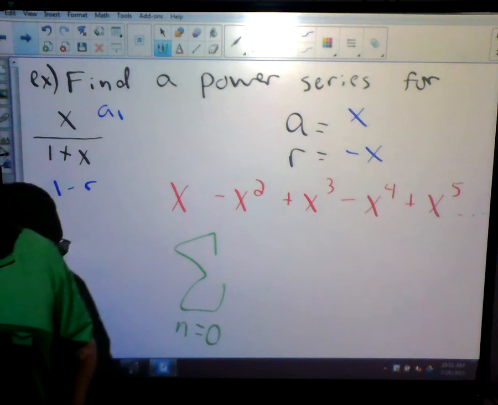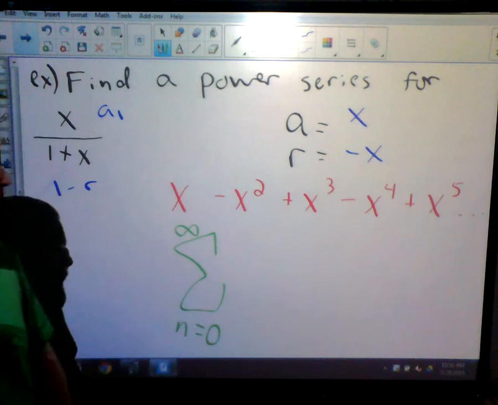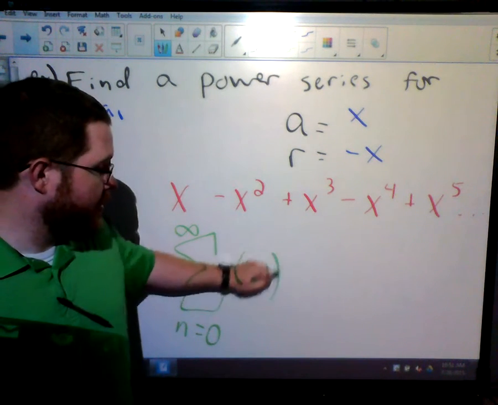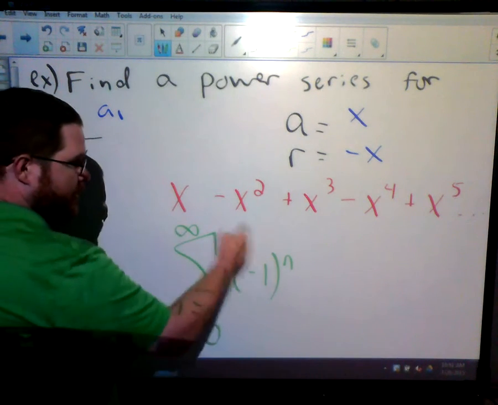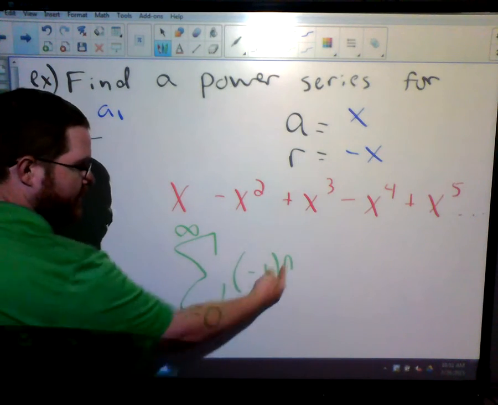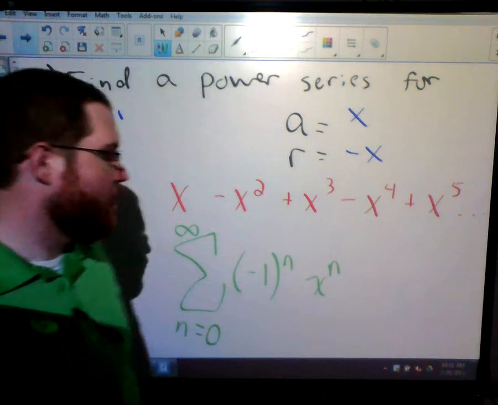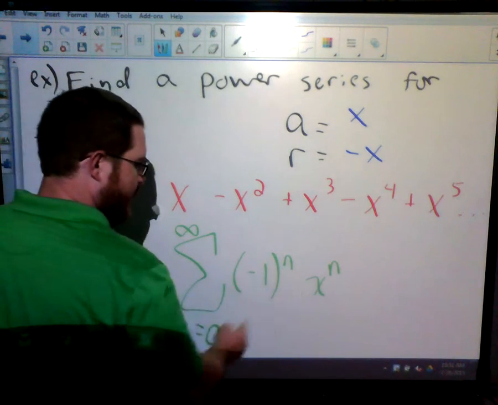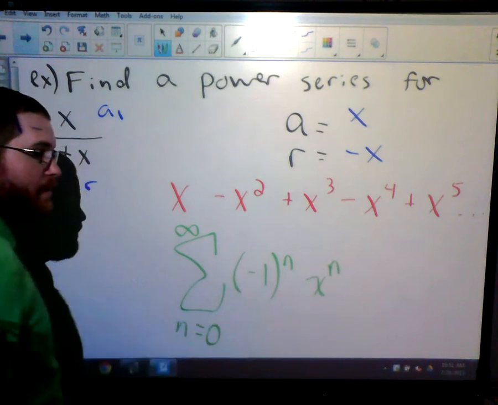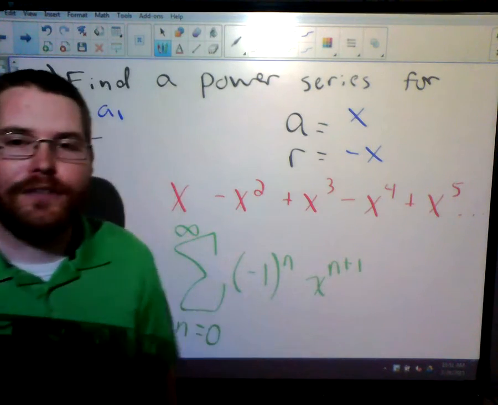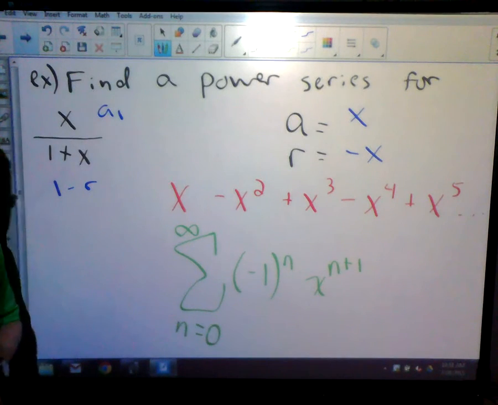Again, there's more than one way to write the general term. You don't have to start at 0. I usually start at 0 just because it makes sense to me. It alternates, so I've got to put this in here. Now let's check and make sure that works. Plug in 0, you get a positive. Plug in 1, you get a negative. Plug in 2, you get a positive. Plug in 3, you get a negative. So that works. Is that going to work for my x powers? x to the 0, x to the 1, x to the 2. We're close, but I need to have 1, 2, 3. That's 0, 1, 2, so it's n plus 1. That's the power series, and that's the general term of the power series.